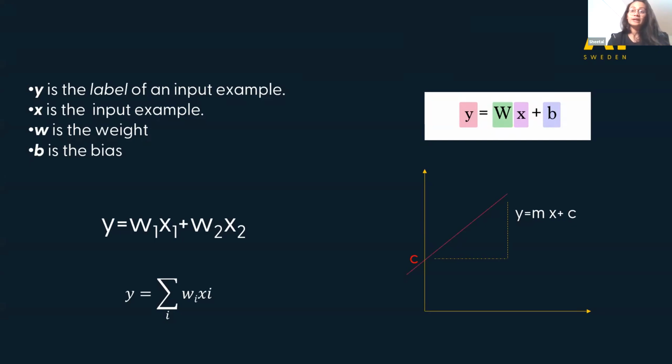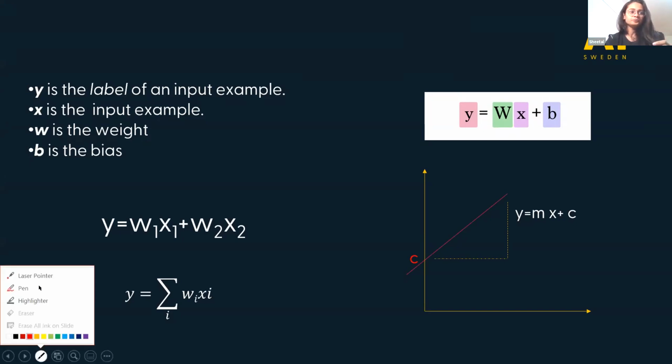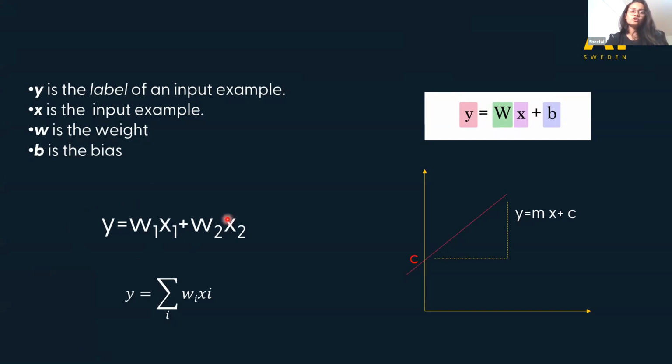But why is this line very important to us? You might not just see y equal to wx plus b, but you might see many variations of this equation, like a weighted sum of features. So you might see many variations, but what is this model, and why is it important?